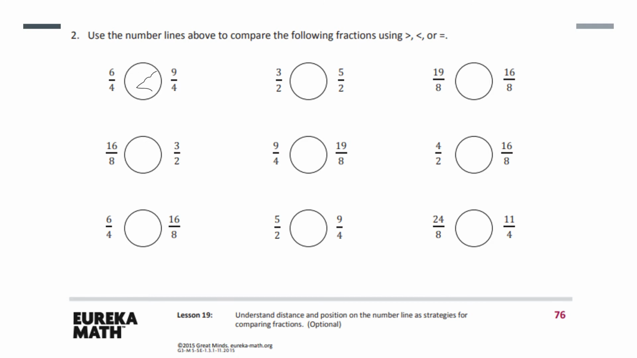So what we're going to do is I'm going to say 2 times 4 equals 8. And whatever I do to the bottom, I have to do to the top. It's like origami. Whatever you do to one side, you have to do to the other. And 3 times 4 equals 12.